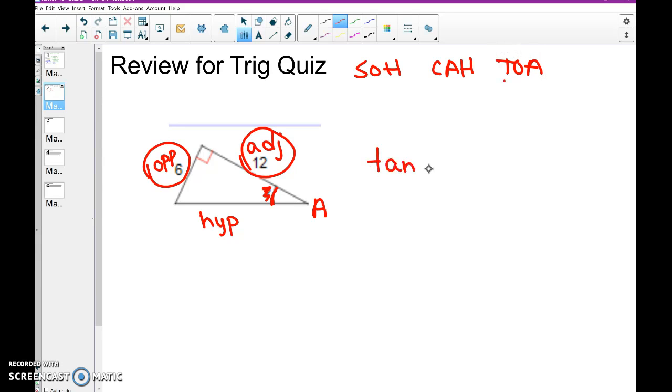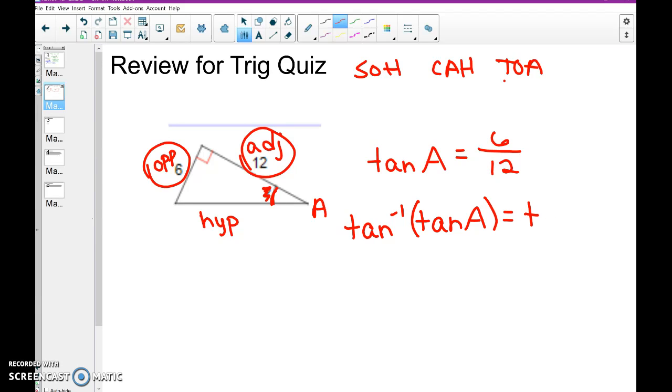So tangent of A, because I don't know what the angle is this time, equals opposite over adjacent, which is 6 divided by 12. Well, my goal is to get angle A by itself. I have this tangent stuck to it, though. So how do I undo tangent? Inverse tangent. That's where the inverse has been coming in. Anytime you're solving for an angle, you need to use inverse. Okay? Angles, inverse, sides, regular.